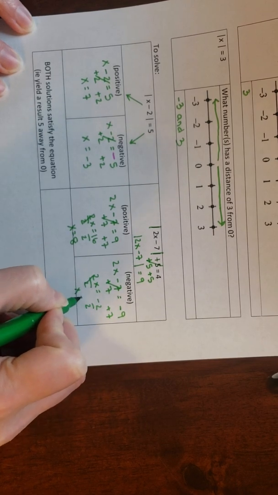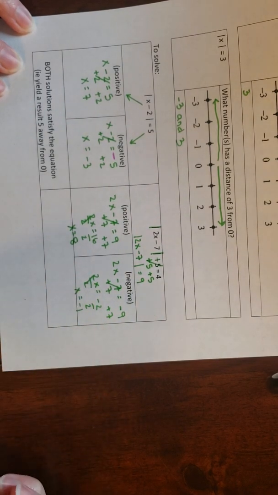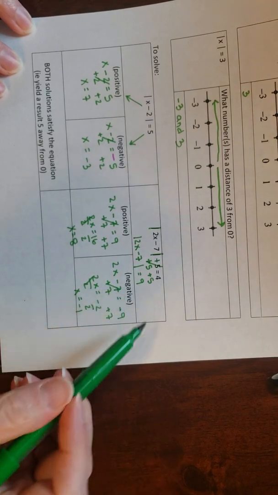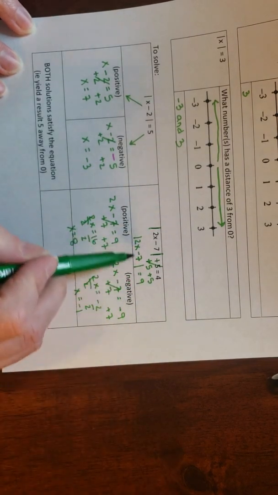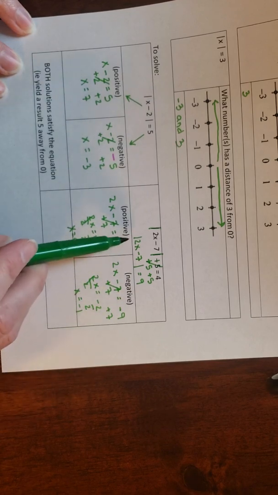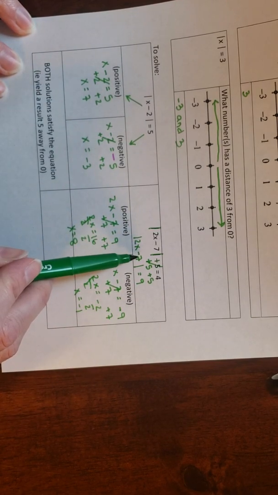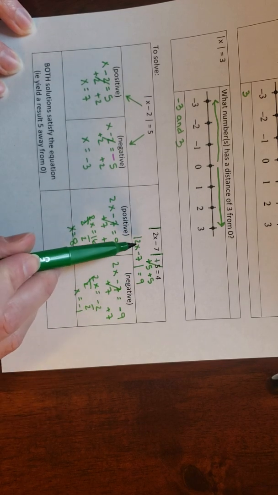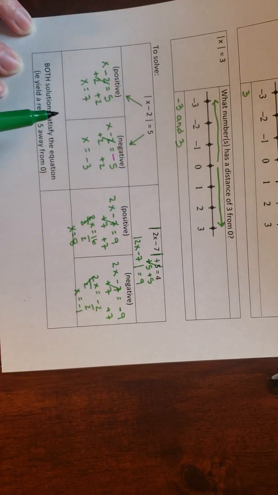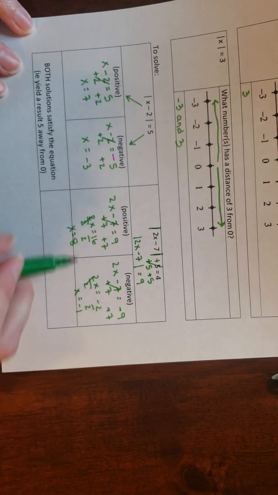And here I have x equals negative 1. And if I try them both out, they should balance out. Let's use this here: 2x minus 7 equals 9. 2 8s is 16, minus 7 is 9. 2 times negative 1 is negative 2, minus 7 is negative 9. Good job.